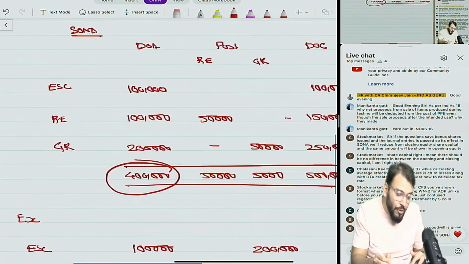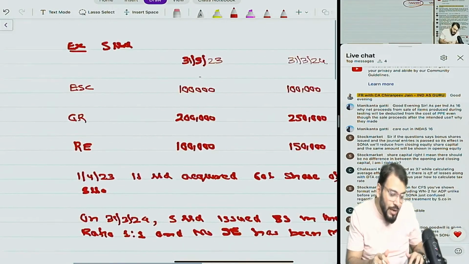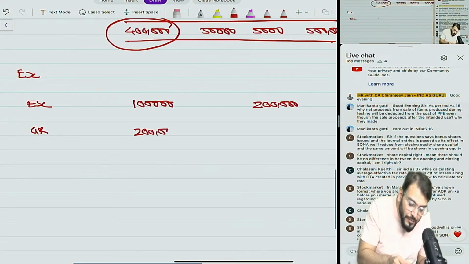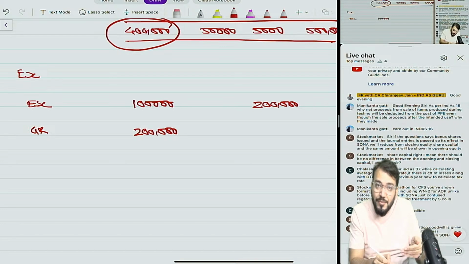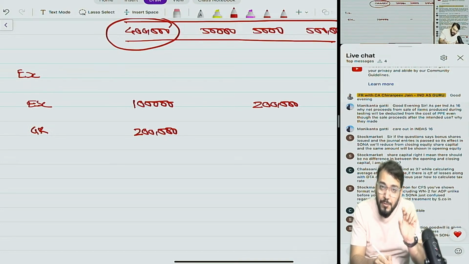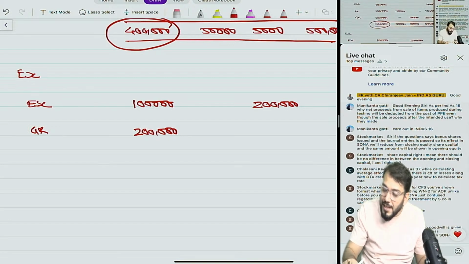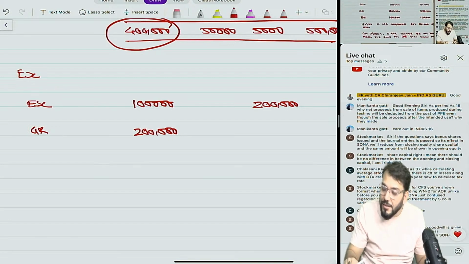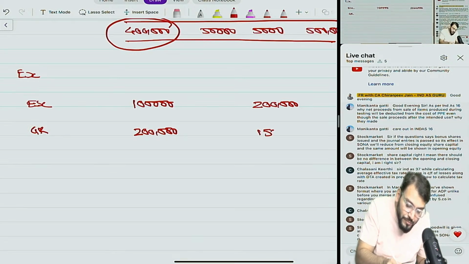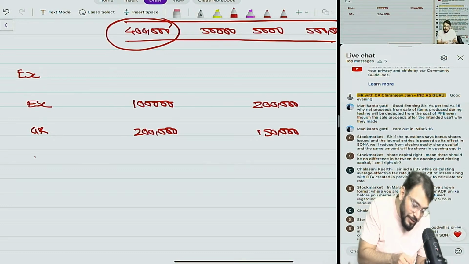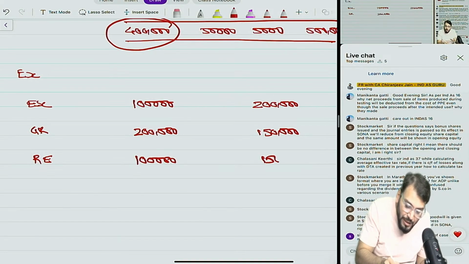General reserve, initially, what was the opening balance? 2 lakh. Understood? And 50,000 has been added. It was a transfer from profit and retained earning, so some profit has been transferred. So 2 lakh plus 50,000 minus what? 1 lakh. So it will become 1,50,000. The closing balance will become 1,50,000. Understood? Yes, sir. And retained earning will remain the same. Retained earning is 1 lakh and 1,50,000.